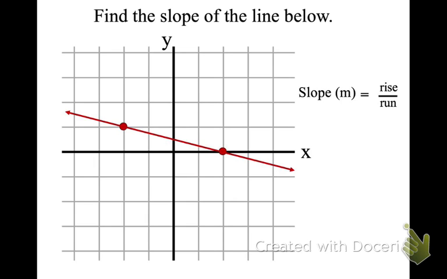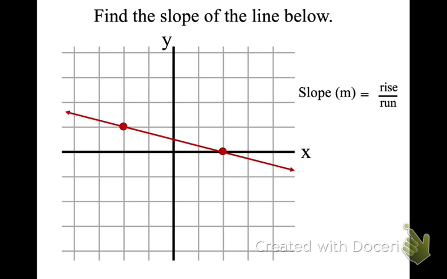Now, we're going to rise. Doesn't matter, we can start from the first one on the left. And I'm going to rise -1, right? -1. And now I'm going in the positive direction. 1, 2, 3, 4. Over +4. Now, a negative divided by a positive is a negative. Okay? So we have a negative slope.